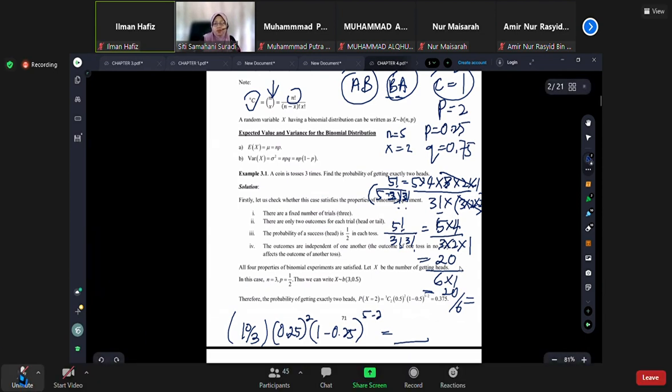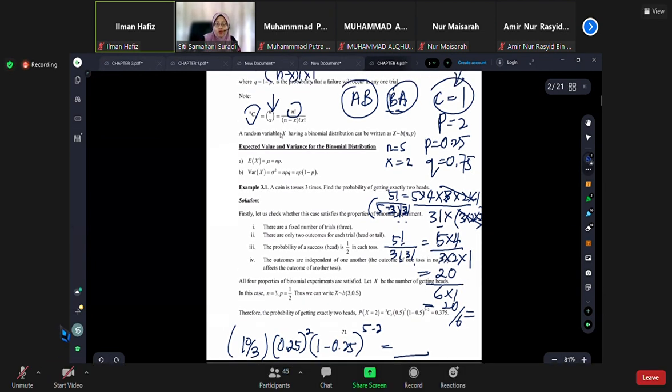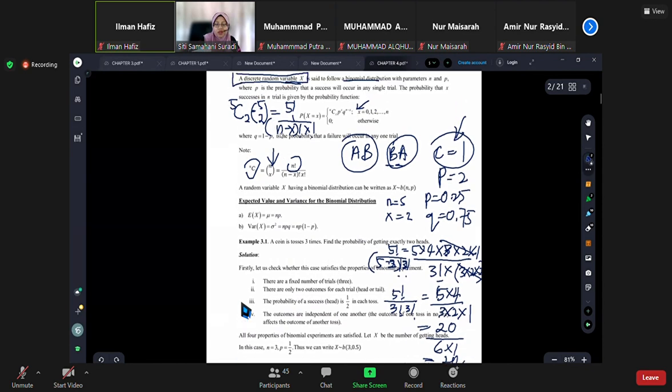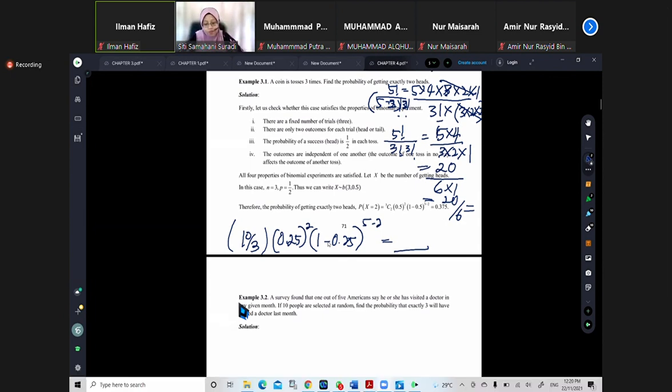And then you total sum up, you get the combination value first. And then you substitute into this as how to find probability based on the binomial experiments. Okay.